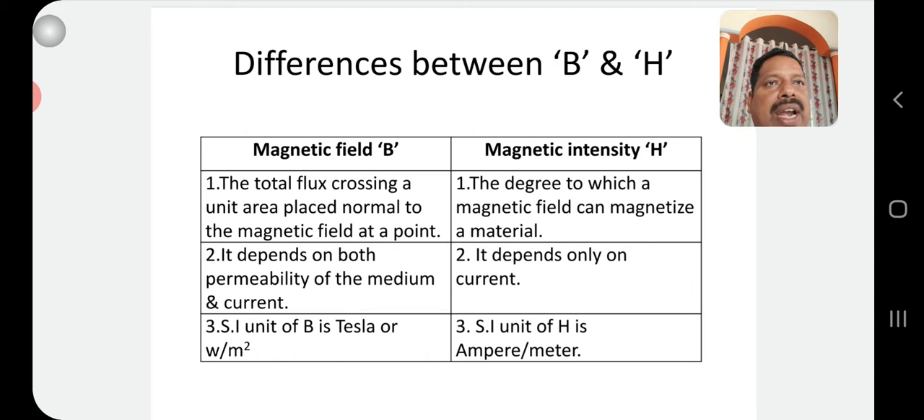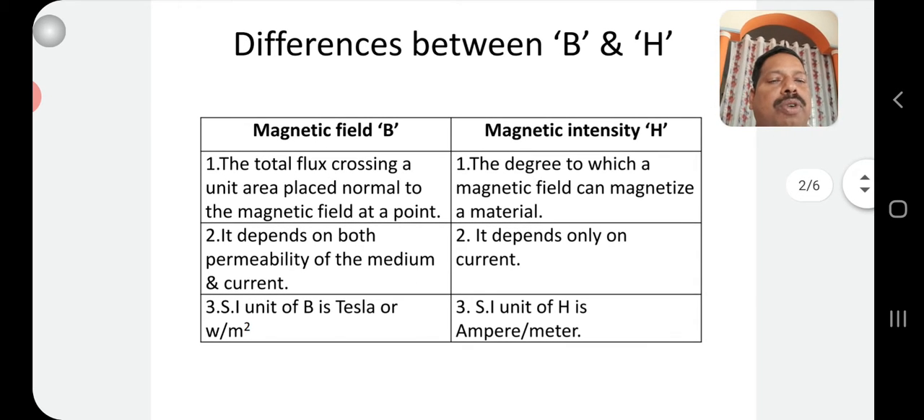In the case of magnetic intensity, it is defined as the degree to which a magnetic field can magnetize a material. The degree to which a magnetic field can magnetize a material is what we call magnetic intensity or intensity of magnetization. The second point is that magnetic flux density depends on both the permeability of the medium and current.